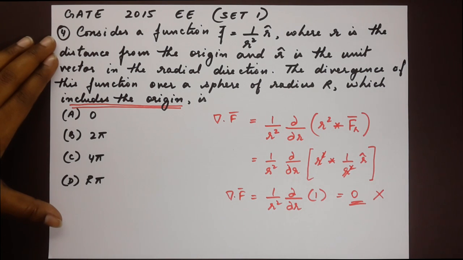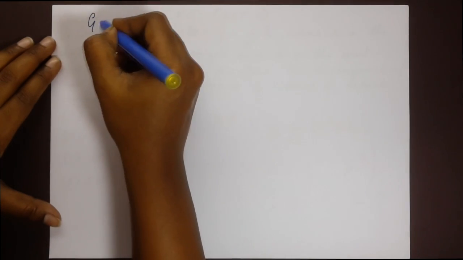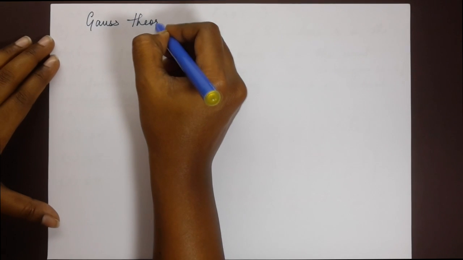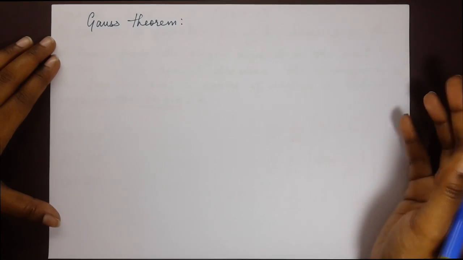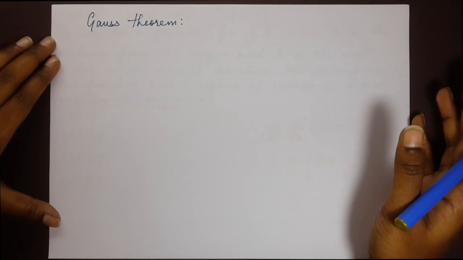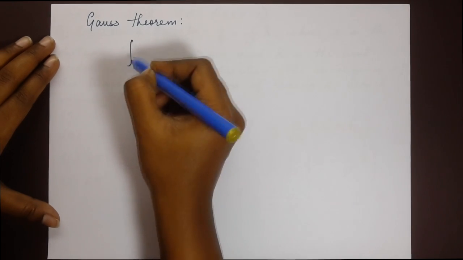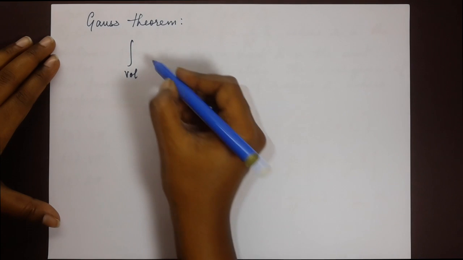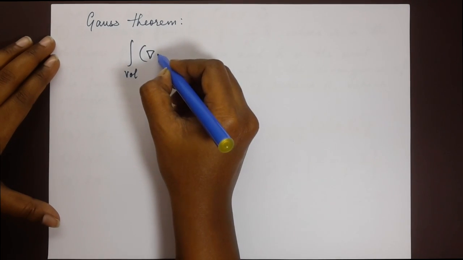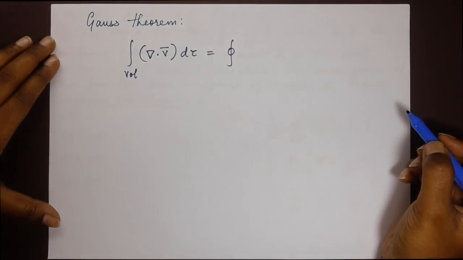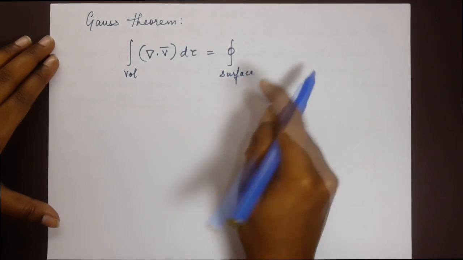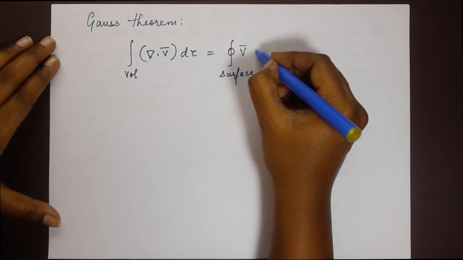So if we apply Gauss's theorem, I'll write it down here. Now we will have to look at Gauss's theorem. Gauss's theorem says that for a simple solid of a certain region, and if S is the surface vector, then we will have the volume integral of delta dot V d tau is equal to the surface integral of V dot dA.